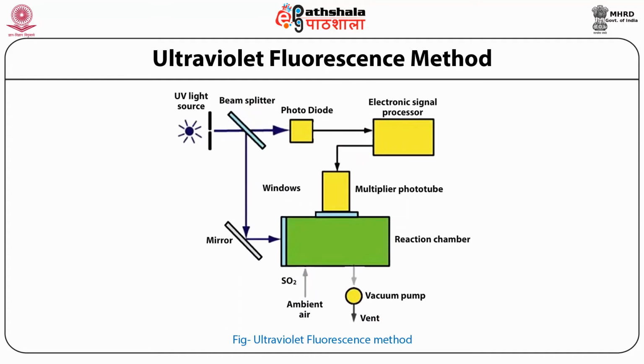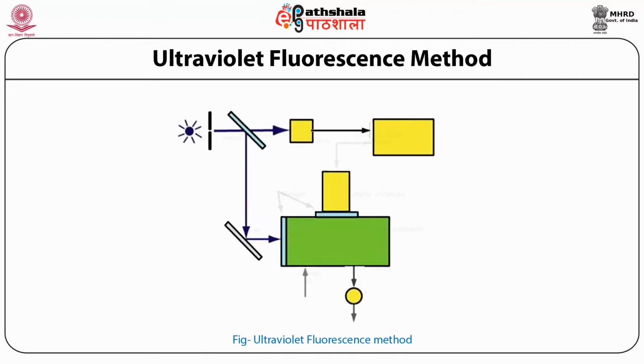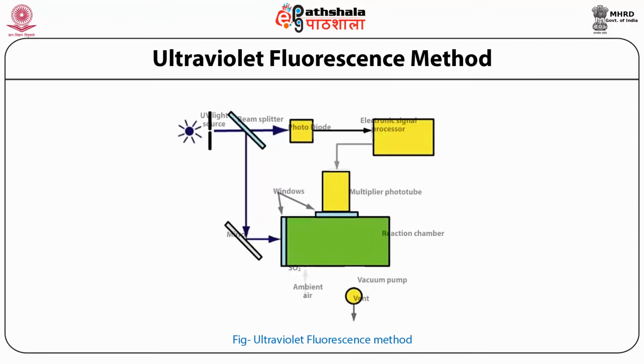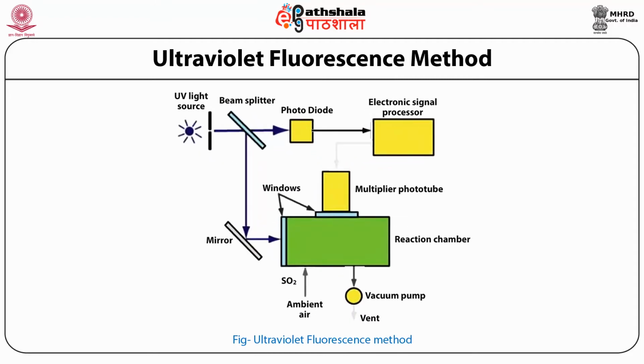the oxides of sulfur that are present in the air react with the UV radiation and form the sulfur dioxide radical, which again emits light that is measured by the phototubes. So by this technique we can identify the presence of sulfur dioxide in the atmosphere.